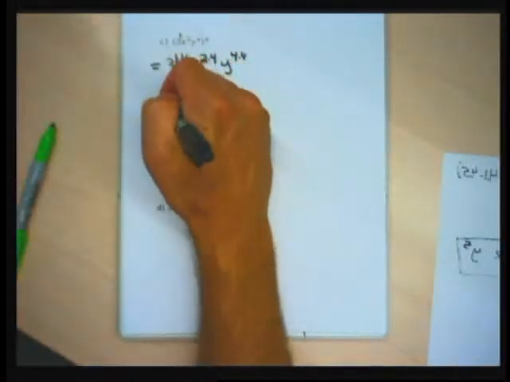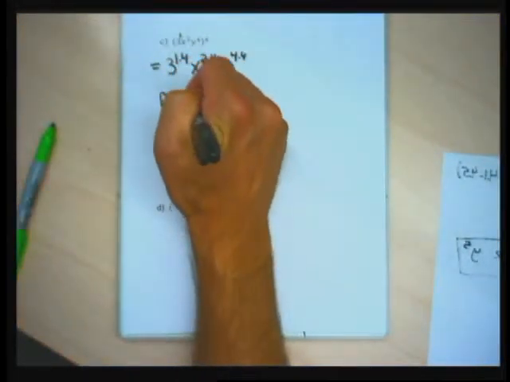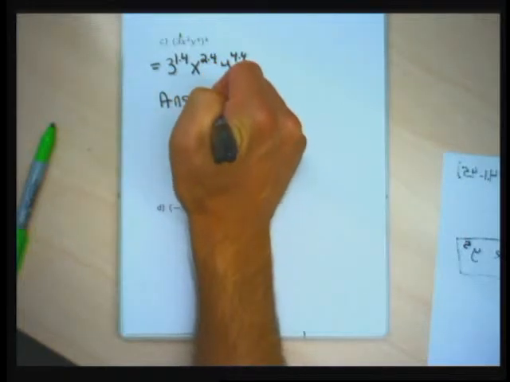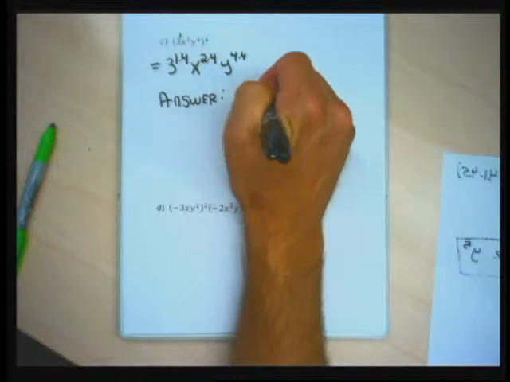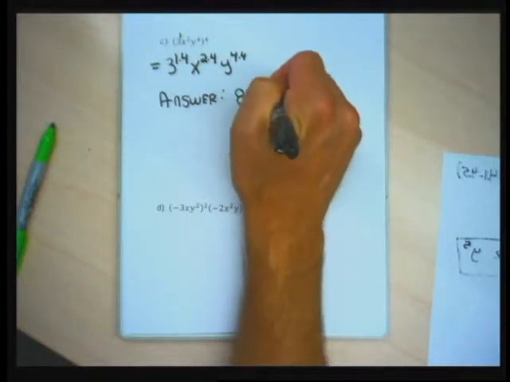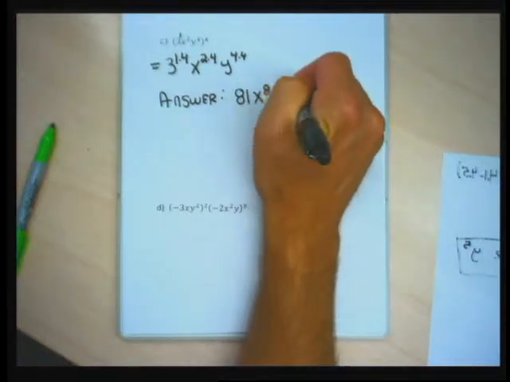So part of my answer is going to have the number 81 from what the 3 turns into when I raise it to the 4th power. And then the exponent on the x is going to be 8, and the exponent on the y is going to be 16.